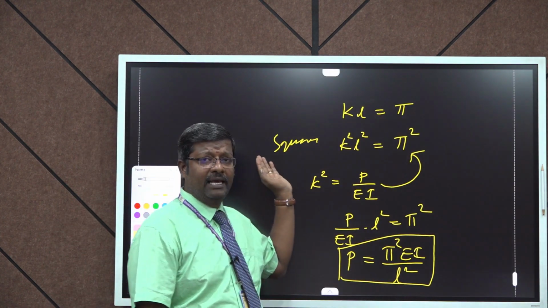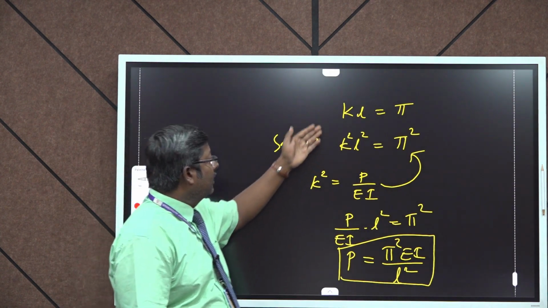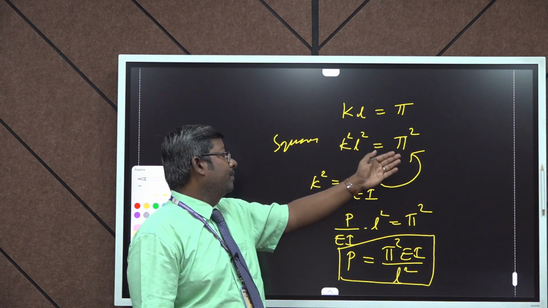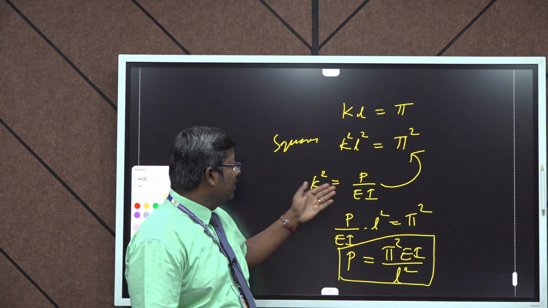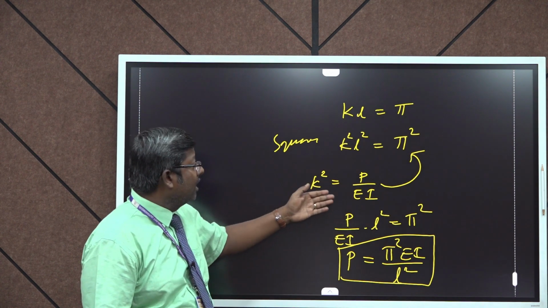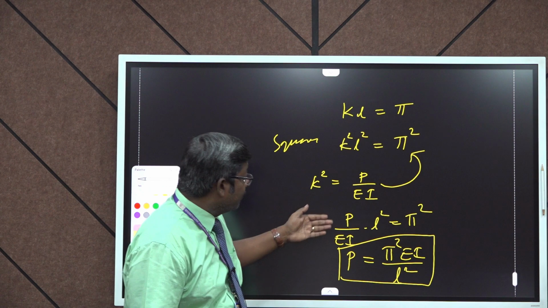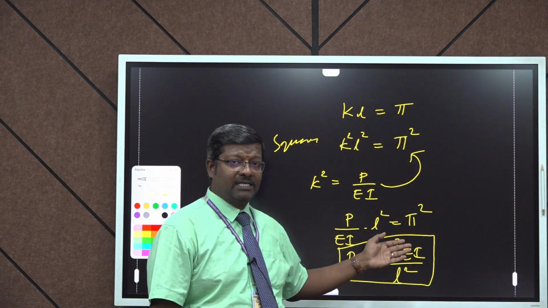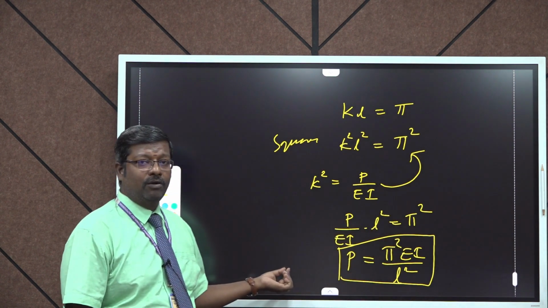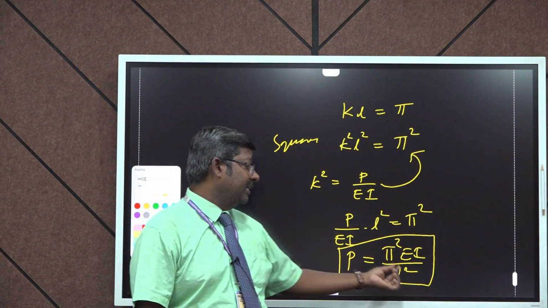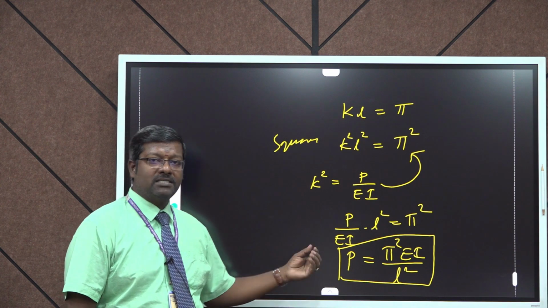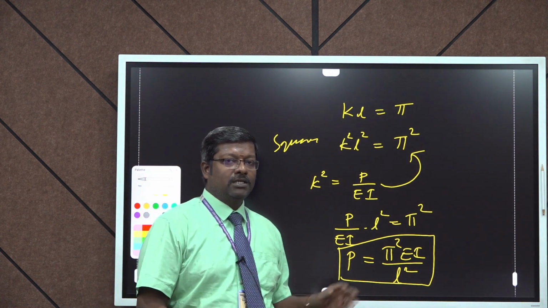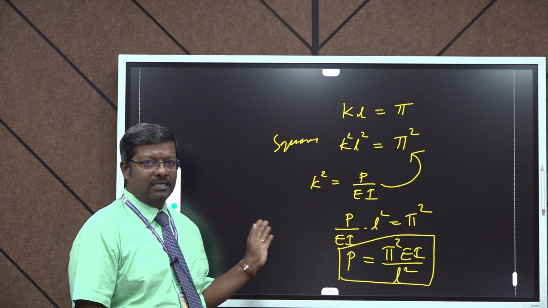By taking square on both sides, k square L square equal to pi square. We already know k square equal to P by EI. Substituting the k square value in the equation, we have got P by EI into L square equal to pi square. So, the final Euler's crippling load formula is P equal to pi square EI by L square. This formula can be modified based upon the effective length of the column. This one is a column with both ends hinged.